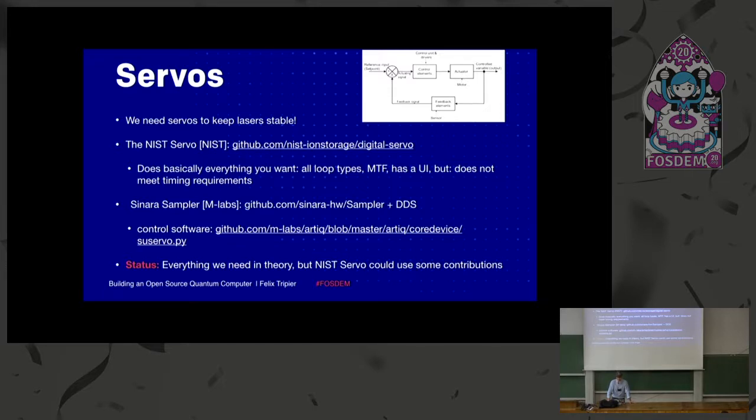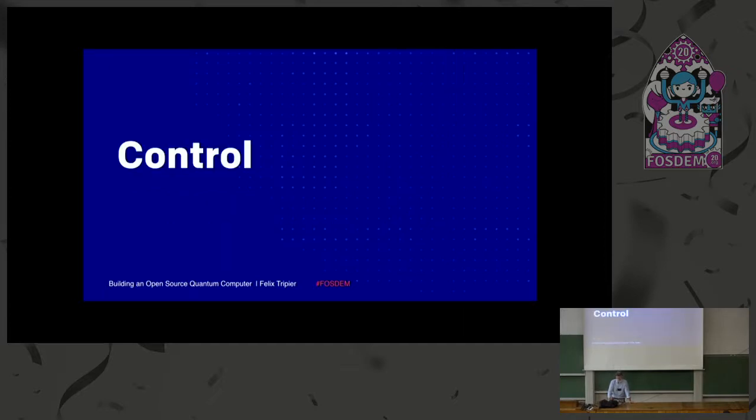And the last thing is from MLabs, you have a much more simple servo that doesn't have some of the features that the NIST servo does in terms of UI, things that you need like measuring transfer functions, et cetera, very engineering specific things. So this is some place actually that more software investment would be fruitful, I think. So our status is that the NIST servo needs some more hardware and the Sonara sampler needs some more software investment. But we have everything we need to actually run a laser setup on our trapped ion computer.